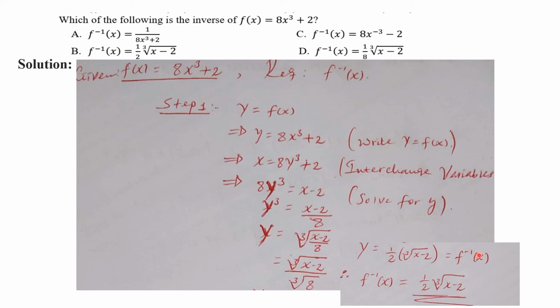f inverse at x is this, our inverse. Therefore f inverse at x equals 1/2 times third root of x minus 2. This is at option b, then the answer will be b.